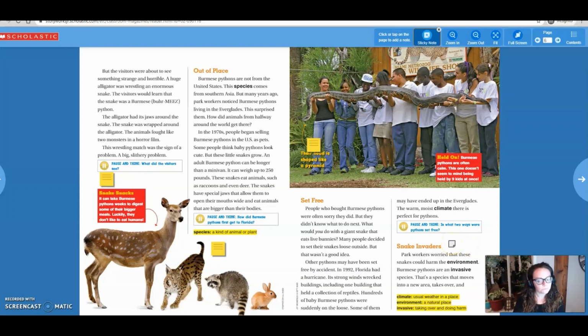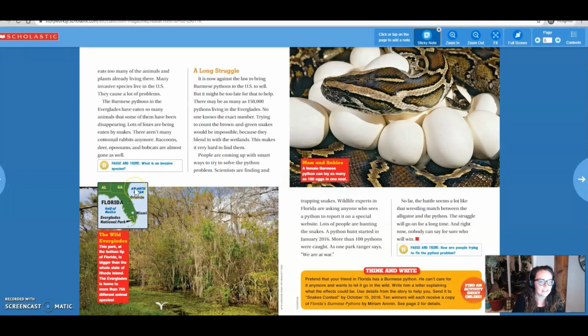So let's keep reading. Snake invaders. Park workers worried that these snakes could harm the environment, and an environment is a natural place. Burmese pythons are an invasive species. Invasive means taking over and doing harm. That's a species that moves into a new area, takes over, and eats too many of the animals and plants already living there. So that kind of goes back to what we've already been learning in science, how, when the food chain is not balanced, it can really mess things up for all the animals living there, not just the ones in the direct food chain.